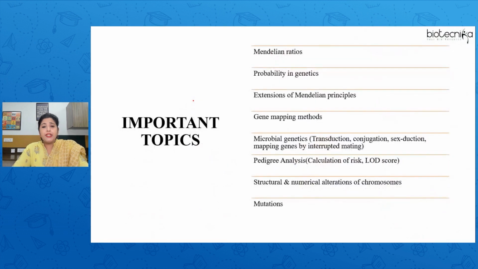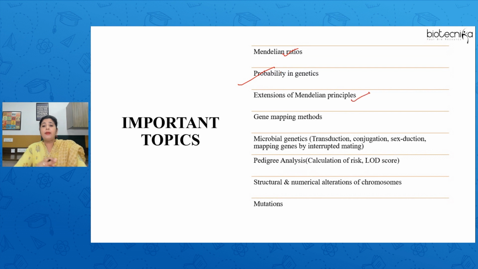So the topics which are important from unit 8 are Mendelian ratios. Here you have to study Mendel's dihybrid cross, monohybrid cross, genotypic and phenotypic ratio, test cross ratio. And also you have to practice probability based questions. So you need to be thorough with the probability rules, multiplication rule, sum rule or addition rule, and binomial theorem.